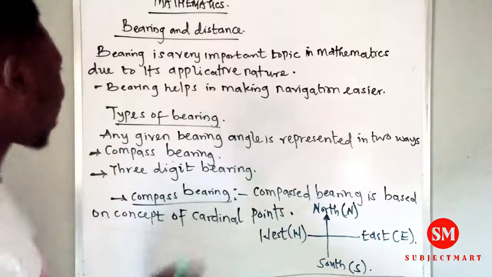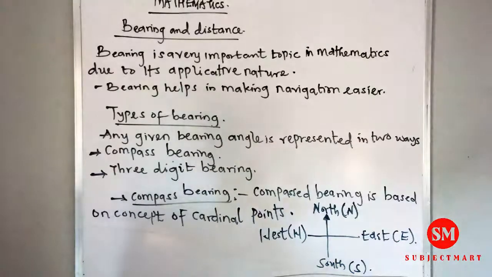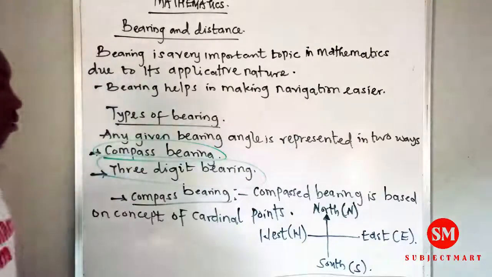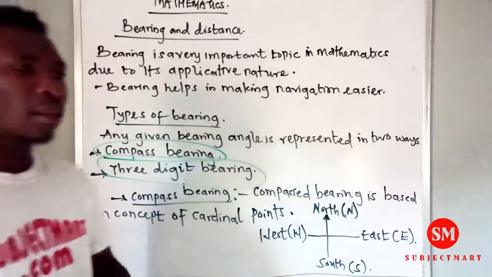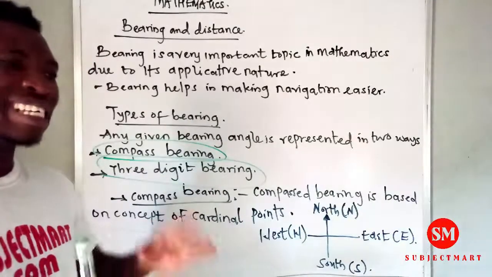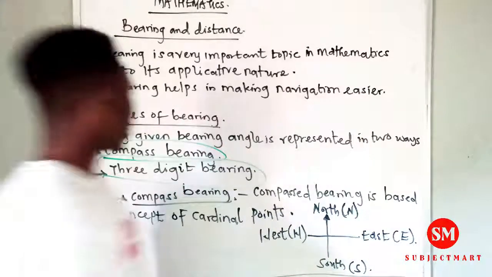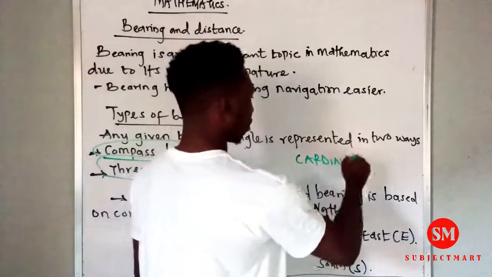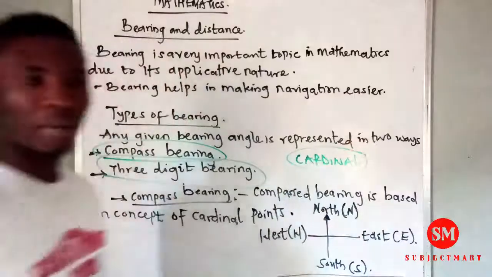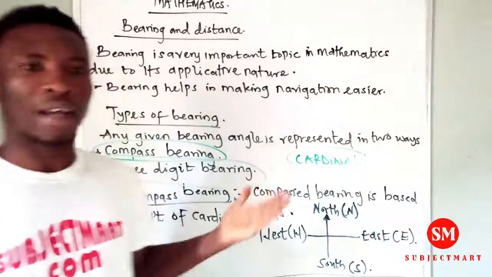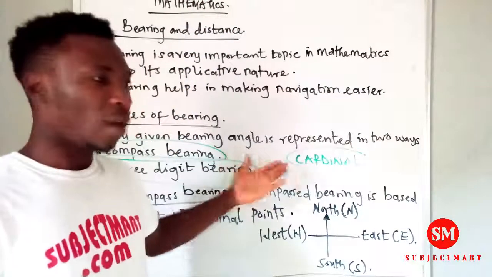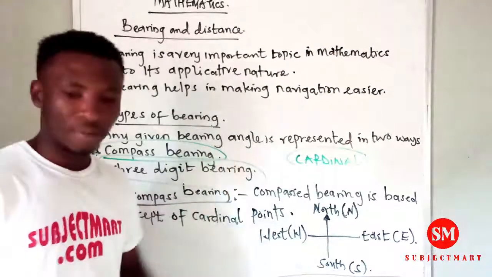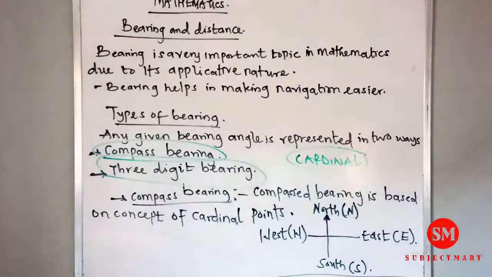Okay, now we have different types of bearing. We have the compass bearing and we have the three-digit bearing. Talking about compass bearing, the concept of compass bearing is centered around our cardinals. When I'm talking about the cardinals, I'm talking about the four cardinals, that is the north, the south, the west, and the east. So our compass bearing is centered around the four cardinals. Now let's take examples to explain what I mean by those terms.